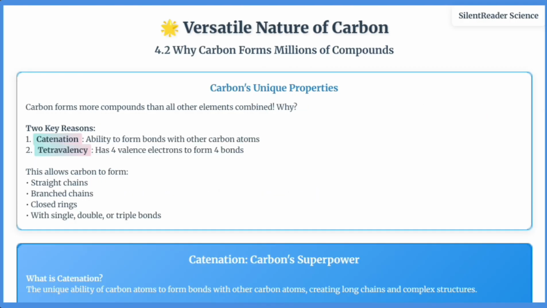Carbon's versatility is truly remarkable. It forms more compounds than all other elements combined. This is due to 2 unique properties: catenation and tetravalency. Catenation is carbon's ability to form bonds with other carbon atoms, creating long chains, branched chains, and rings. Tetravalency means carbon has 4 valence electrons and can form 4 bonds.